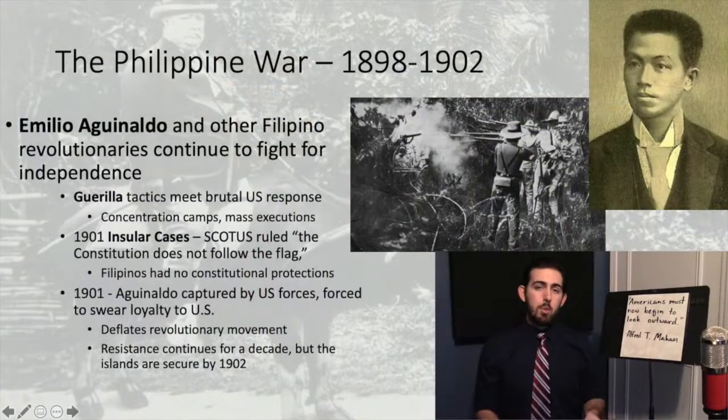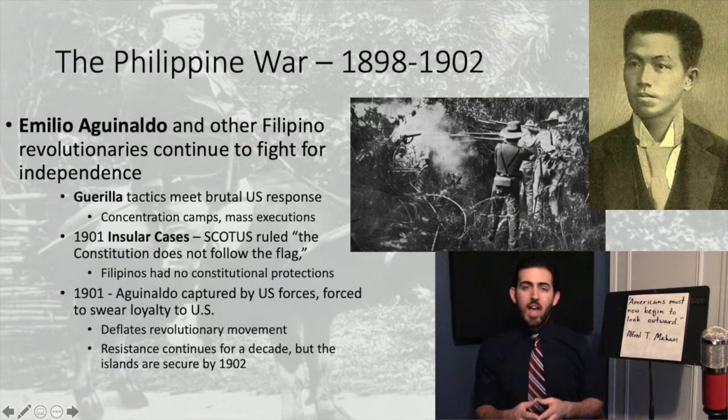Aguinaldo and his followers disagreed, and thus decided that their war was not yet over. They launched a rebellion against U.S. officials on the island.